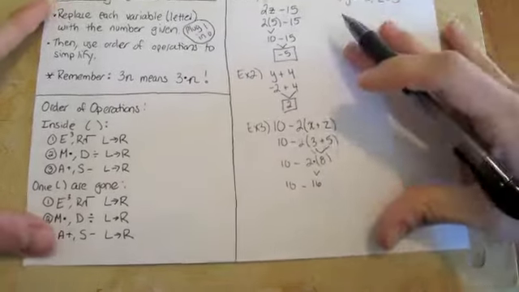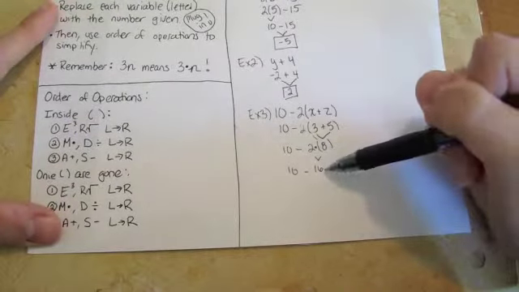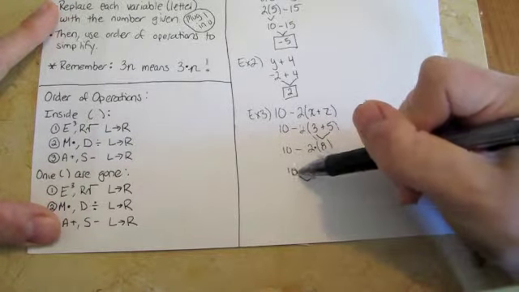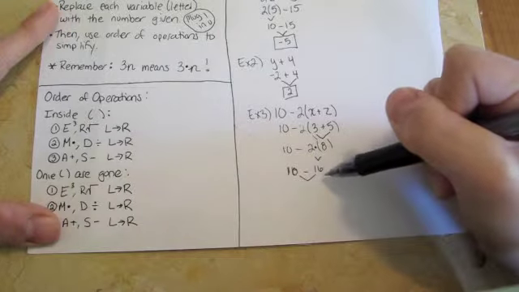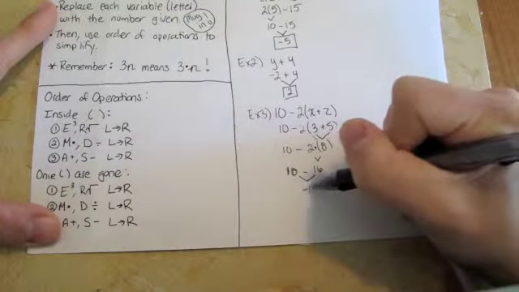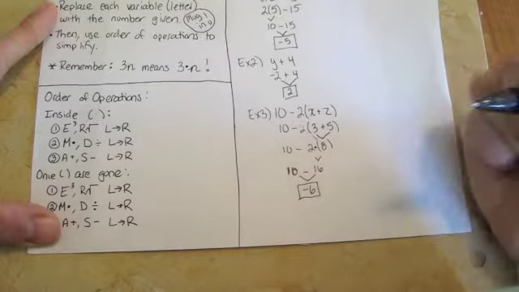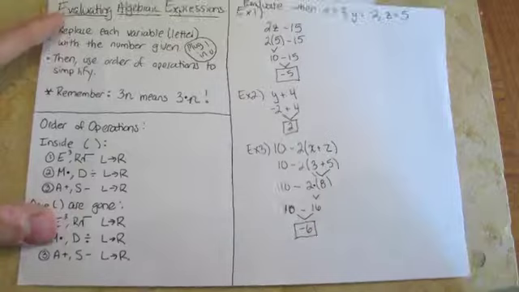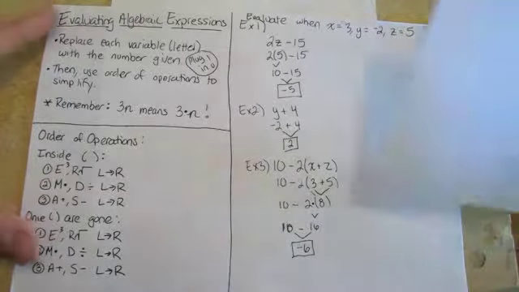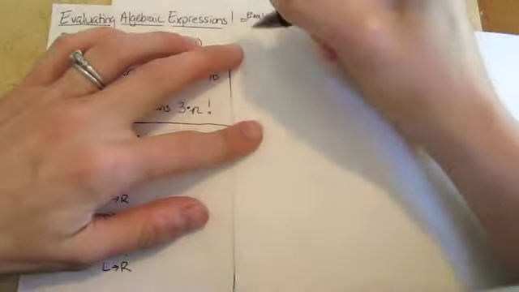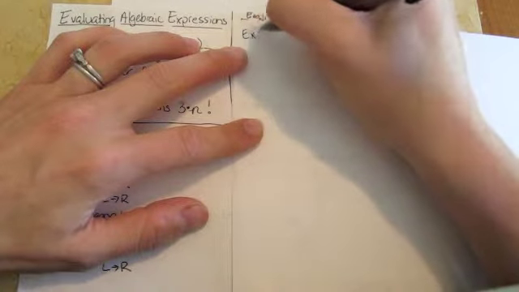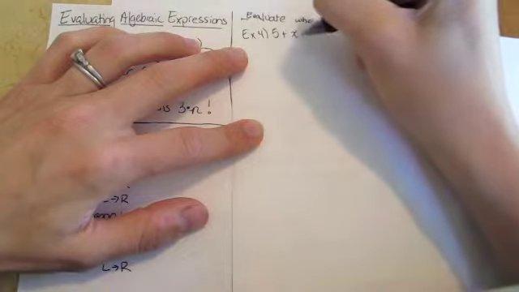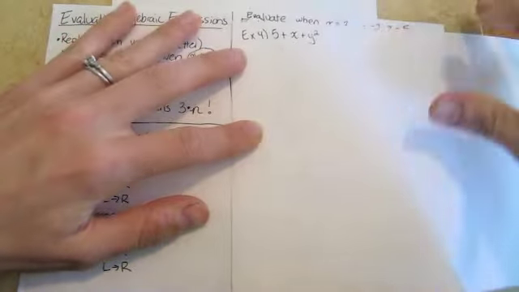10 minus 16. So here, if we've got 10 good guys and 16 bad guys and they fight, all the good guys are going to get killed, 10 of the bad guys are going to get killed, and there are going to be 6 bad guys left, or negative 6. So our answer to example 3 is negative 6. We're just going to do one more together. We'll call this one example 4. 5 plus x plus y squared.